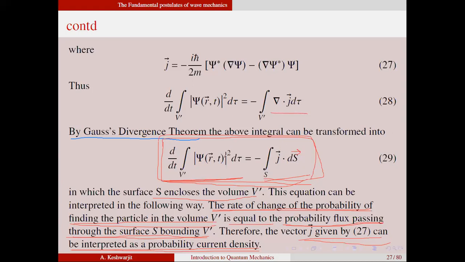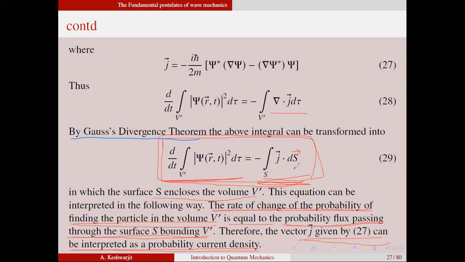I have a container here. The container contains a number of particles, for example a fluid. The number density of that fluid inside the container will change depending upon whether there is an inflow of fluid or an outflow of fluid. If there is inflow, then the number density will increase. If there is outflow, the number density will decrease. So this is the net flux.